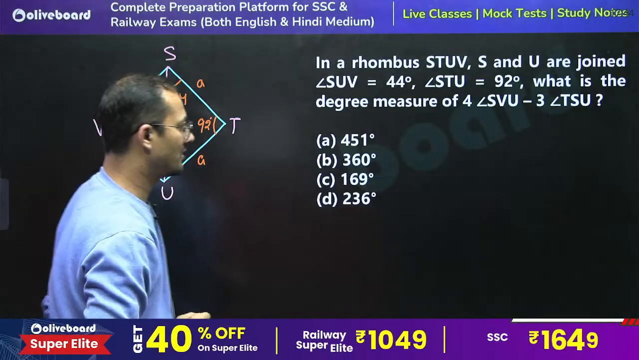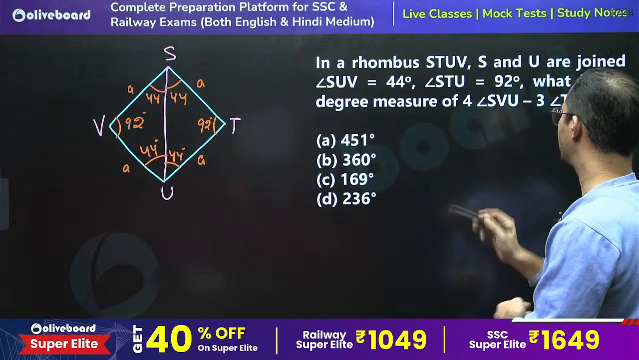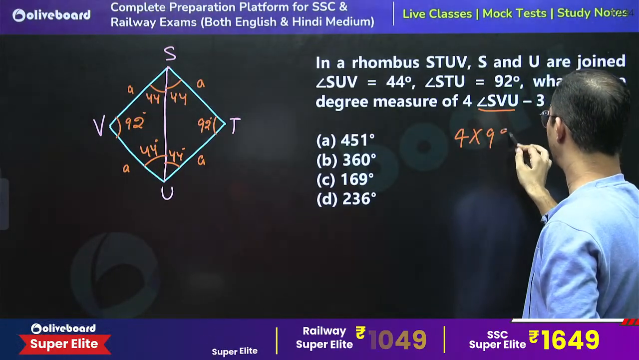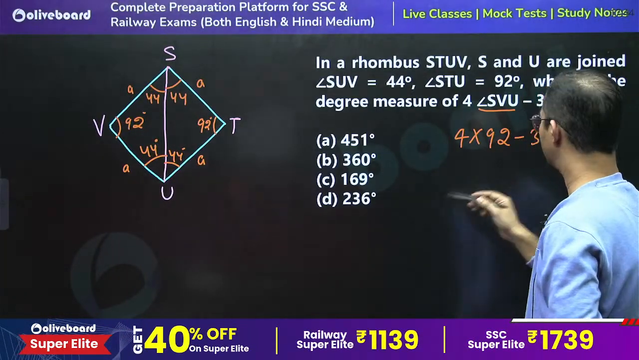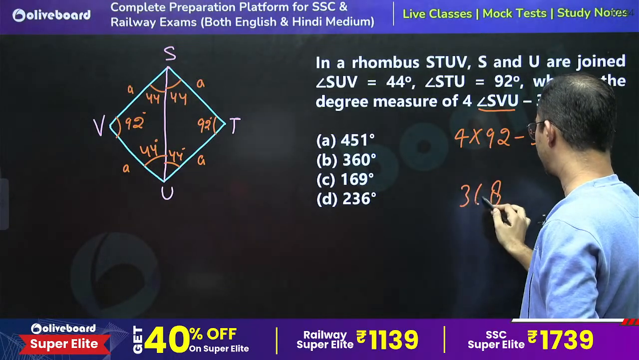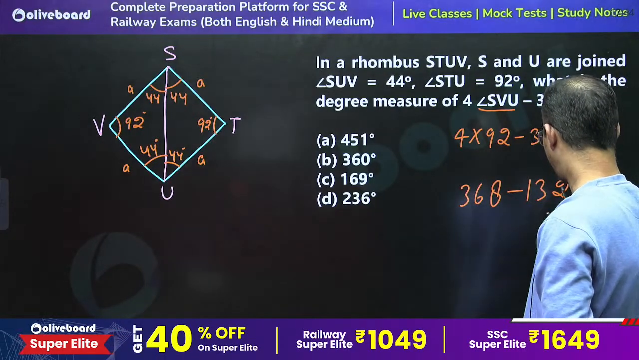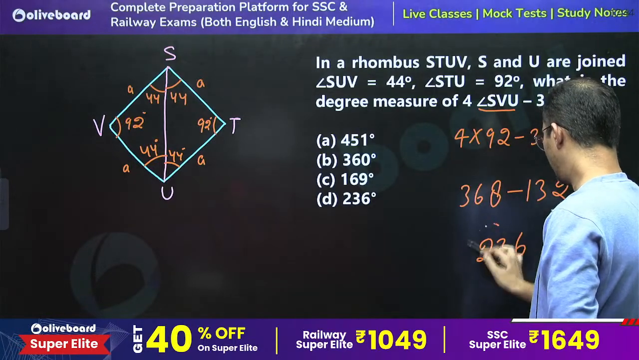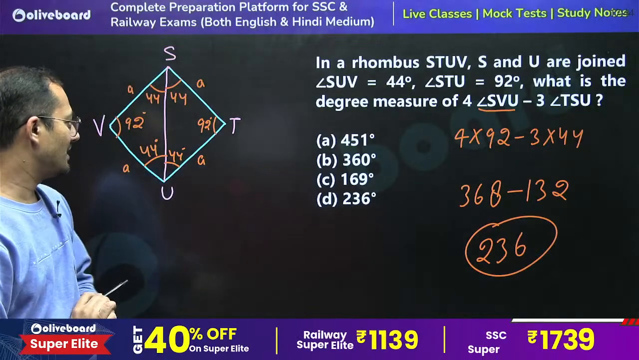Simple. So just see, the question is asking 4 times of SVU. SVU is 92. So 4 into 92 minus 3 into TSU. TSU is what? 44. So simply we can say that 4 2s are 8, 4 9s are 36, minus 12, carry 1, so 132. So 8 minus 2, I will get 6, 6 minus 3, 3, and 3 minus 1. So that's all. Okay, so 236 is the right answer.